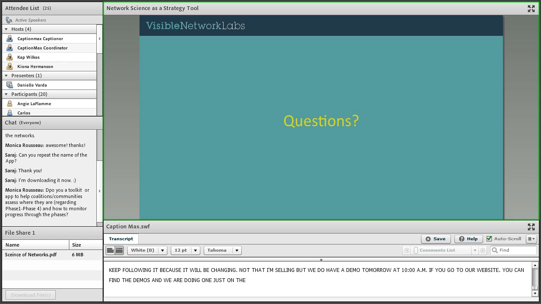So if you go to partnertool.net, you'll see what it is now, which is mostly a survey feature, but keep following it because pretty soon it'll be changing. And not to sound too salesy, but we do have a demo tomorrow morning at 10 a.m. If you go to our website at visiblenetworklab.com, under the tech tab you can find the demos, and we're doing one just on the tool tomorrow for how people can use it. So there's a resource there if you need one.